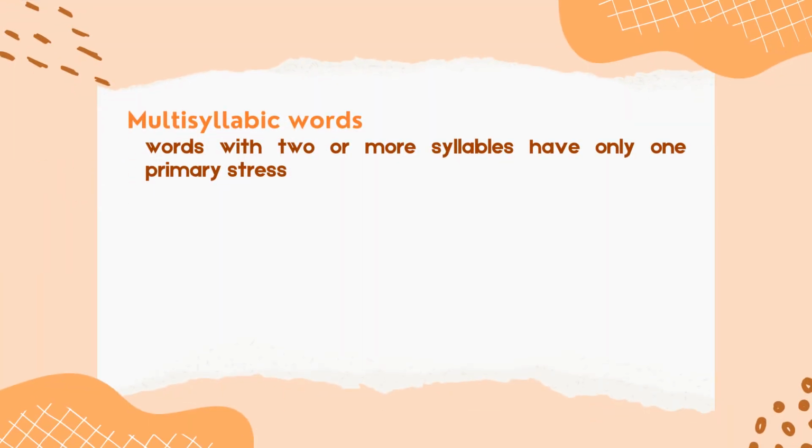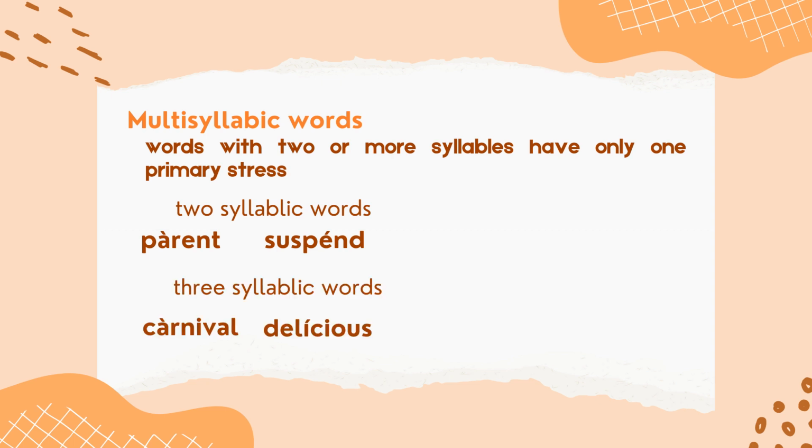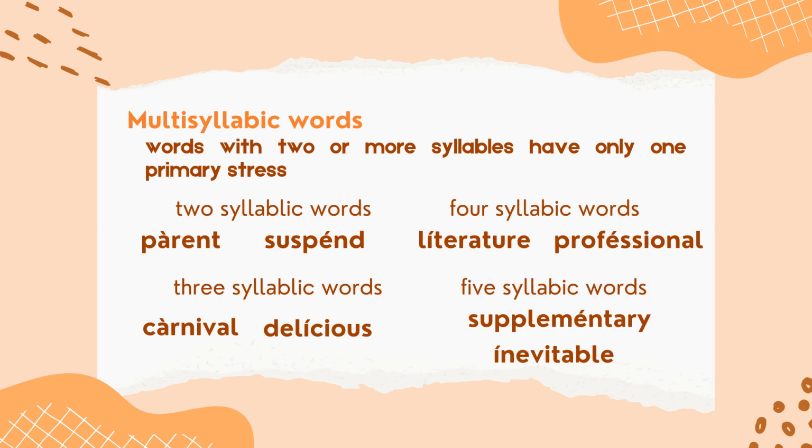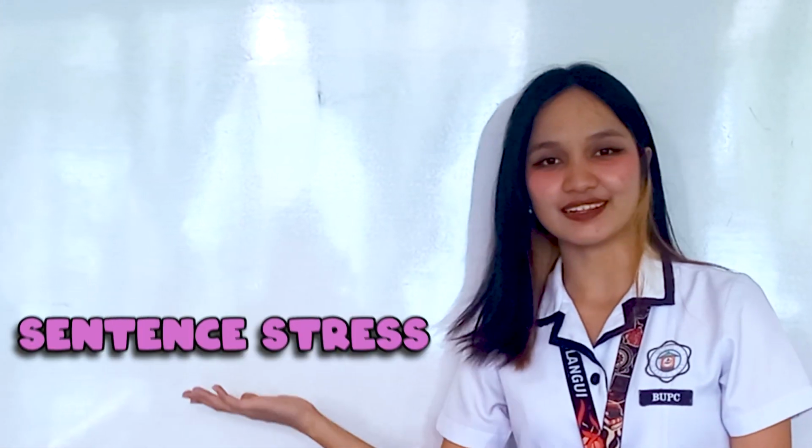Multisyllabic words, or words with two or more syllables, have only one primary stress. We have two-syllabic words: parent and suspend. Next are three-syllabic words: carnival and delicious. Another is four-syllabic words: literature and professional. Five-syllabic words: inevitable, supplementary.